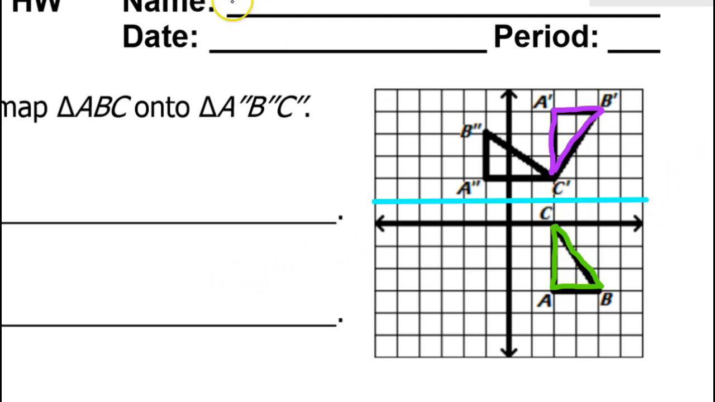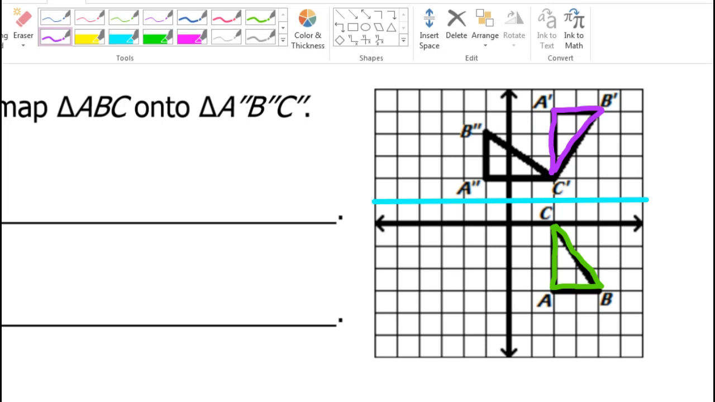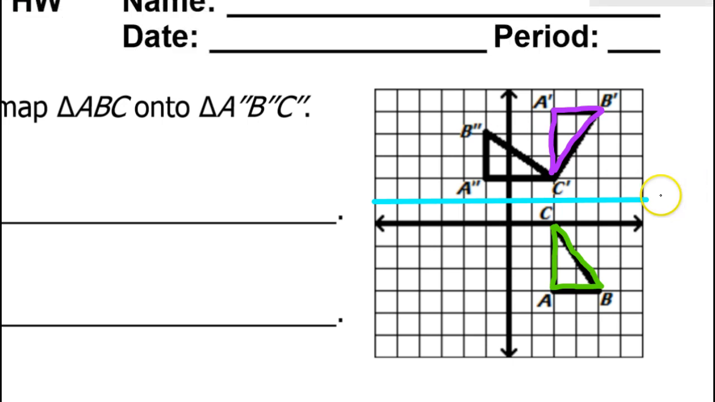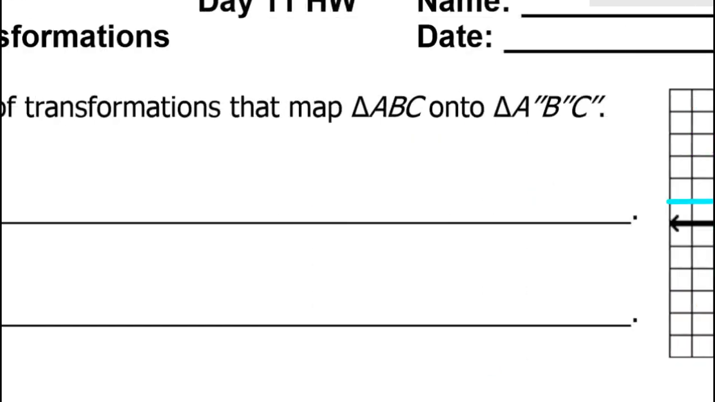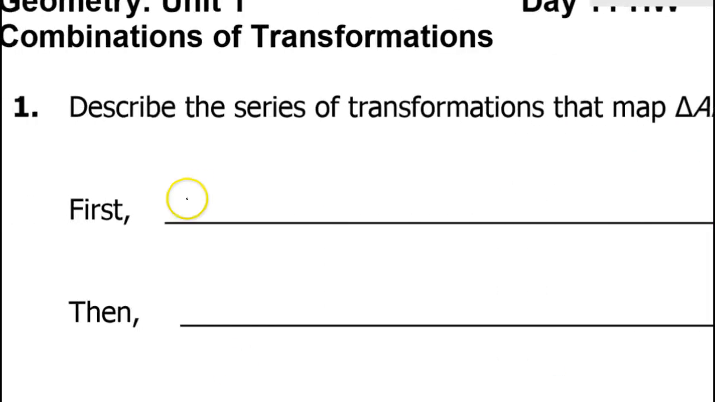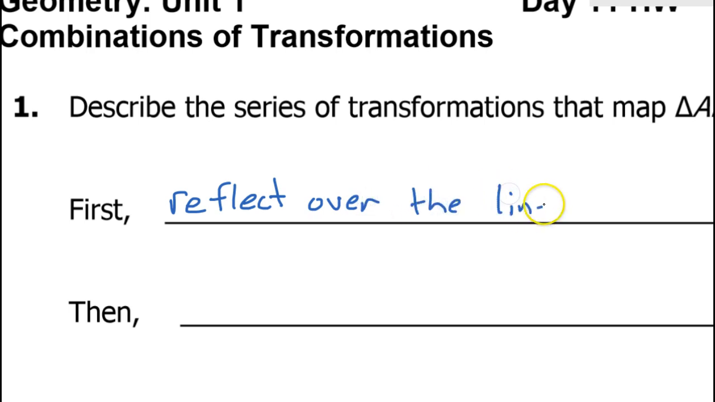Now, this is the line y equals 1. Please remember that horizontal lines have the form y equals a number. So that's the line y equals 1. Okay, so phase 1, first, reflect over the line y equals 1.